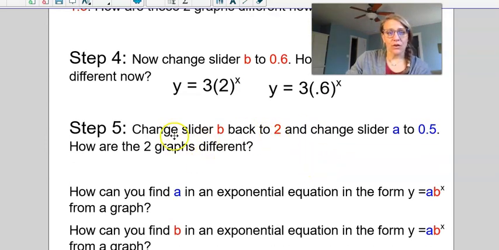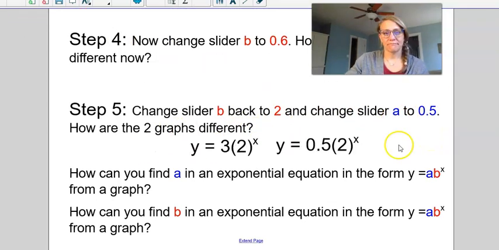All right, so go ahead and change slider B to 2 and change slider A to 0.5 and take a look at this graph compared to that one. Two graphs that you just compared, you should have noticed that their steepness was the same because their multiplier was the same, but actually their y-intercept or their starting value was different. This one should have been lower on the y-axis at 1/2, and this one was starting at 3.